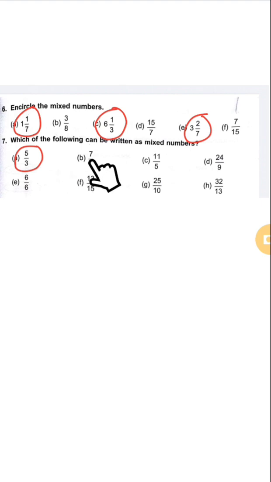Next one, 7 upon 9 proper fraction. We cannot write. 11 upon 5 is an improper fraction. We can write it as a mixed number. And how to write it as a mixed number, we will learn it in the next class. Okay. 24 upon 9. Again, we can write it as a mixed number. 6 upon 6. Here both are same. So it cannot be written as a mixed number. This also cannot be written. This one, yes, we can write it because this is an improper fraction. We'll circle it out, and the same way the last one.